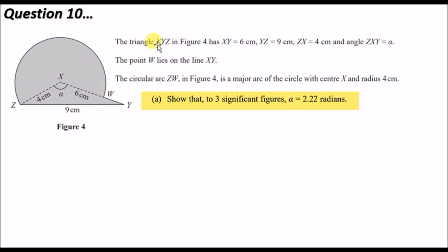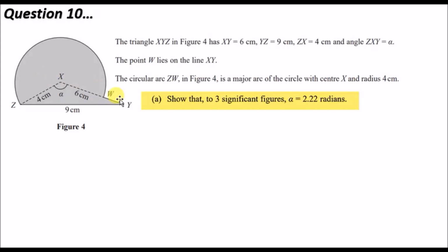So it says that the triangle XYZ, so this one over here, in figure 4 has lengths 6, 9 and 4 respectively, and an angle alpha in the middle. The point W lies on the line, which is here. The circular arc ZW, which is this bit here, is a major arc of the circle. Okay, so this will be quite important. If this is an arc, there's a good implication that X is usually the center. Okay, and it tells us with center X and radius 4.